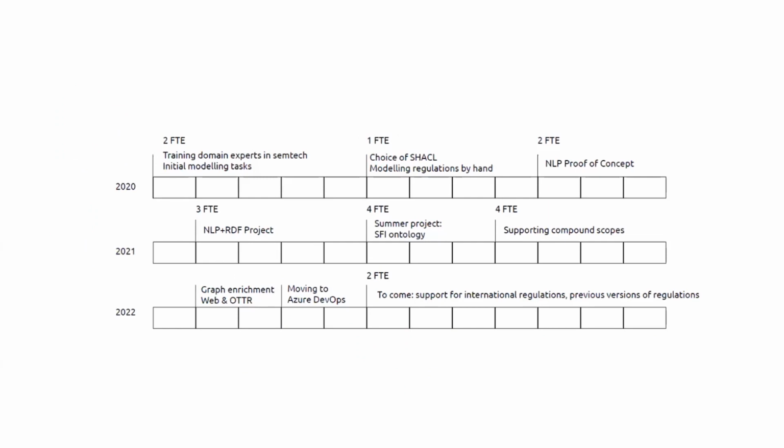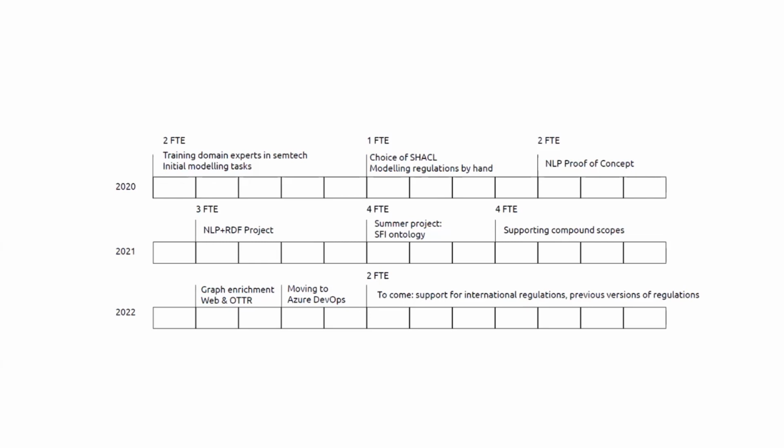Here is a brief timeline of the main milestones of the project and how many resources were on the project at that particular time. So we started in the beginning of 2020, so this is January and this is December, by training domain experts in semantic technologies and doing initial modeling tasks together with the domain experts. And we had 2 resources on that, 2 junior resources.